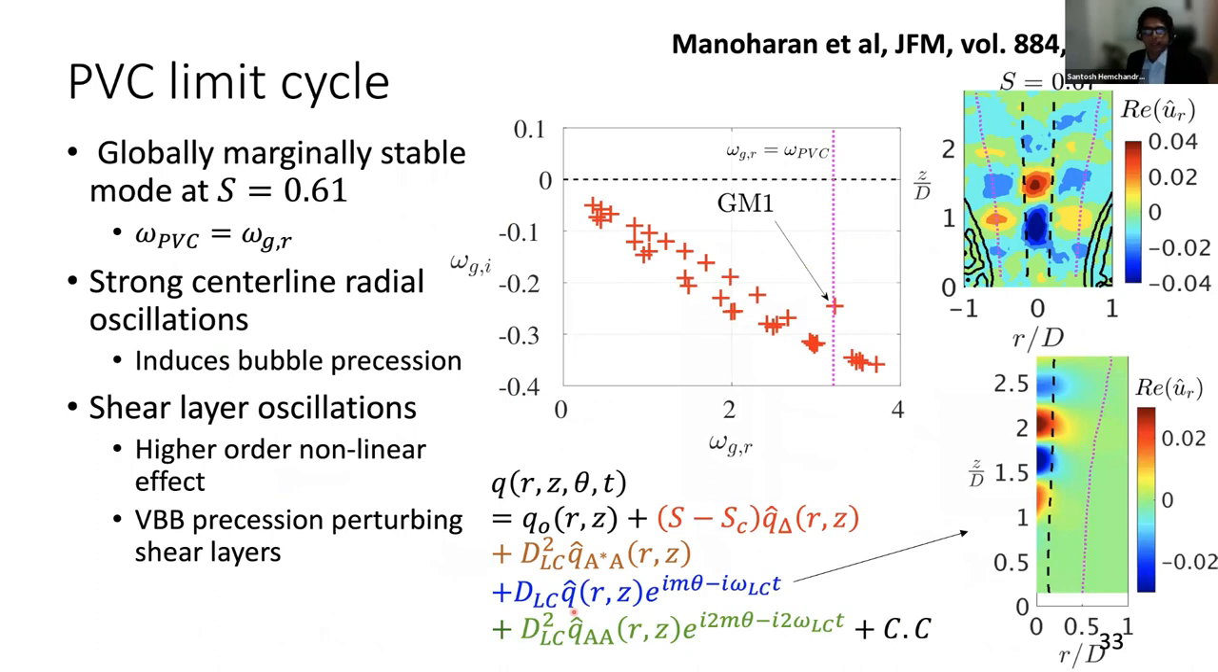Then if you ask for limit cycle characteristics, there is a marginally unstable mode at critical swirl. And you see it has the same structure as the SPOD mode, where you have strong centerline oscillations. This is just beyond criticality. And then our linear stability analysis shows that there's a hydrodynamic mode that has the same structure. So that's why the PVC is essentially a bubble precession instability, not a helical shear layer roll up. And because you see that this mode has almost no oscillations in the shear layer, the helical shear layer oscillation that you see is because of the bubble precession that is induced by this mode, which then perturbs the shear layers and causes them to roll up in a helical fashion.